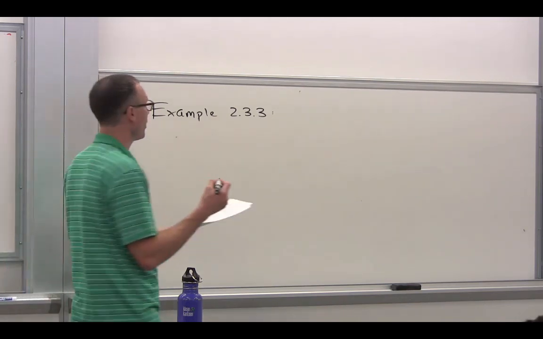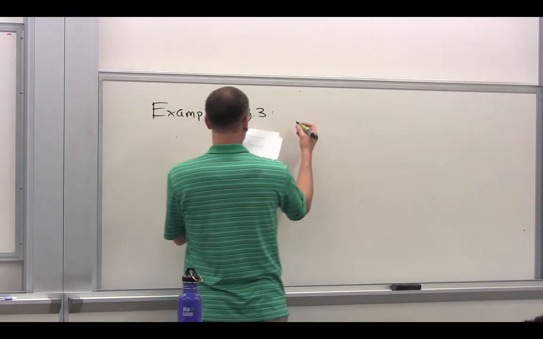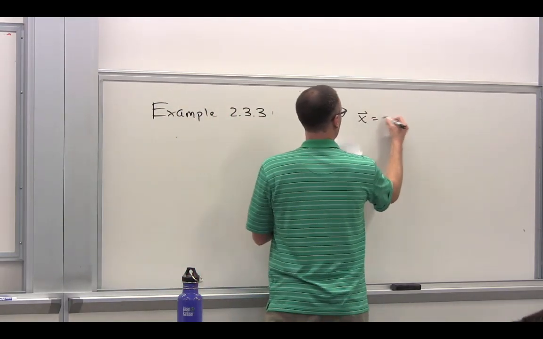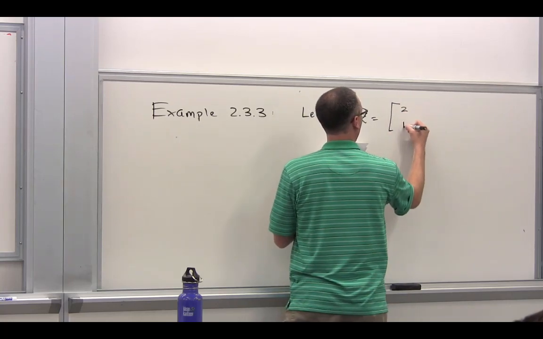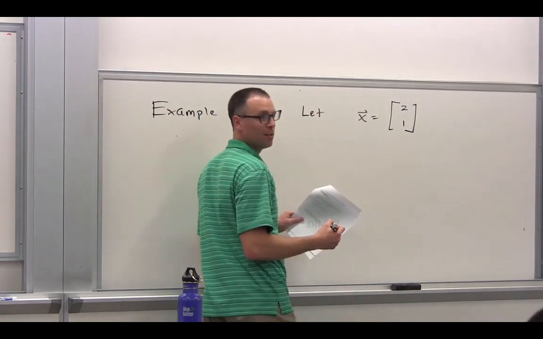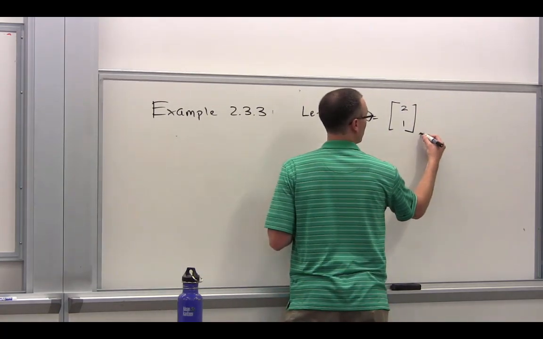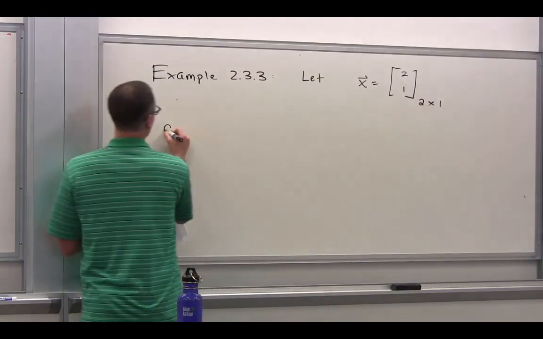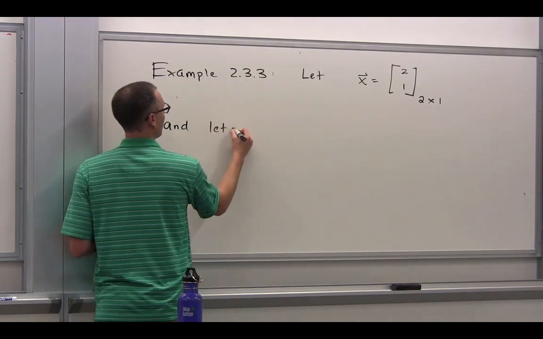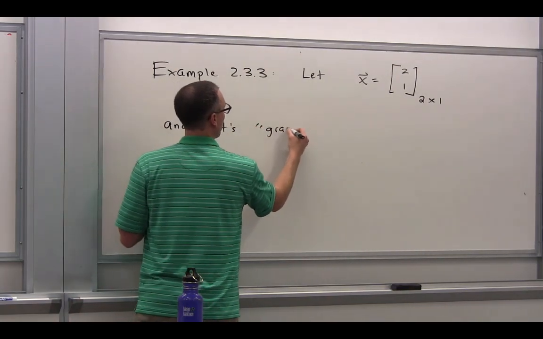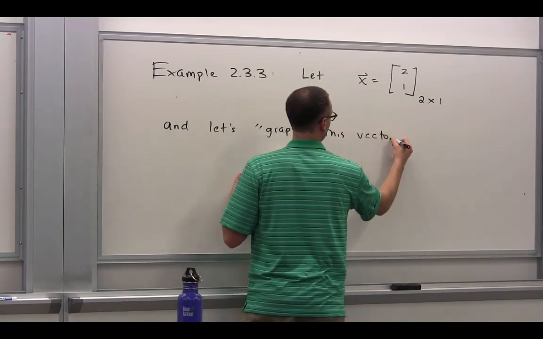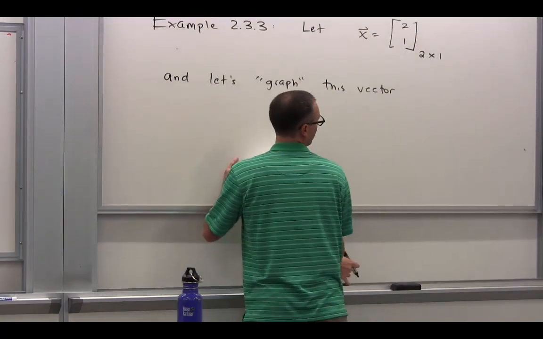So what we're going to do is we're going to define some vectors. We're going to let x be equal to 2, 1. So how big is that vector? It's a 2 by 1 vector. And let's graph it. Quote unquote, graph this vector. Could you guess how you graph a vector?